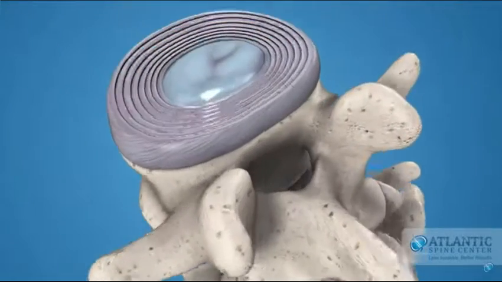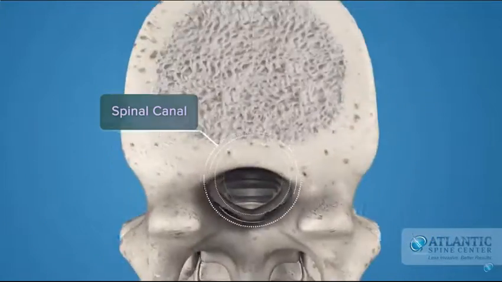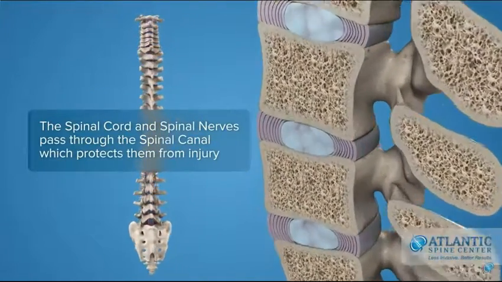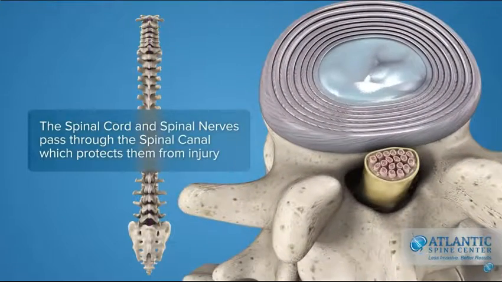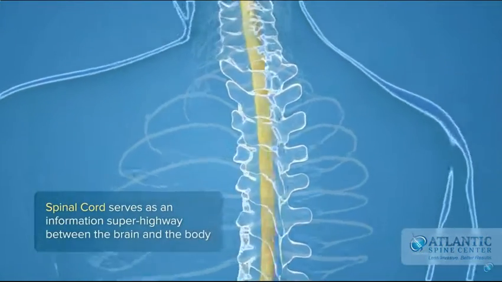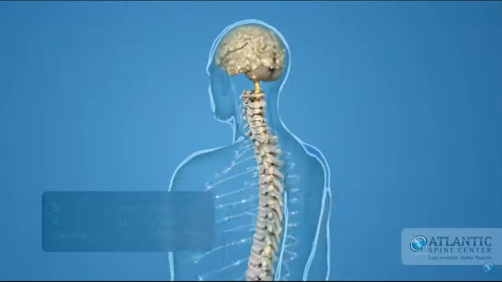Directly behind the discs, the ring-like vertebral bodies create a vertical tunnel called the spinal canal or neural canal. The spinal cord and spinal nerves pass through the spinal canal, which protects them from injury. The spinal cord is the major column of nerve tissue that is connected to the brain and serves as an information superhighway between the brain and the body.